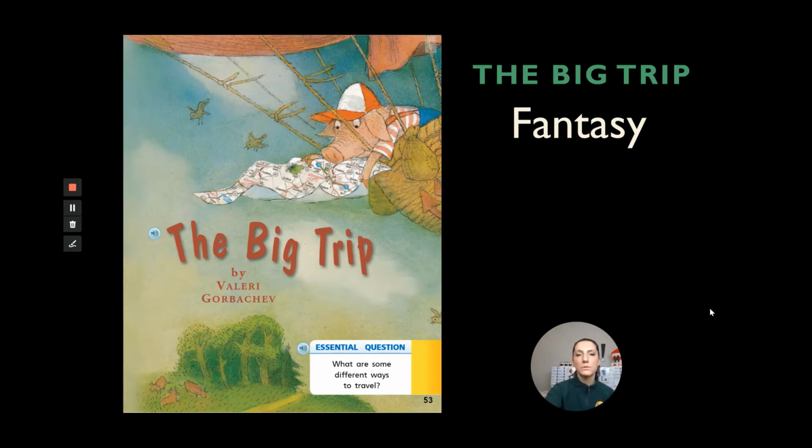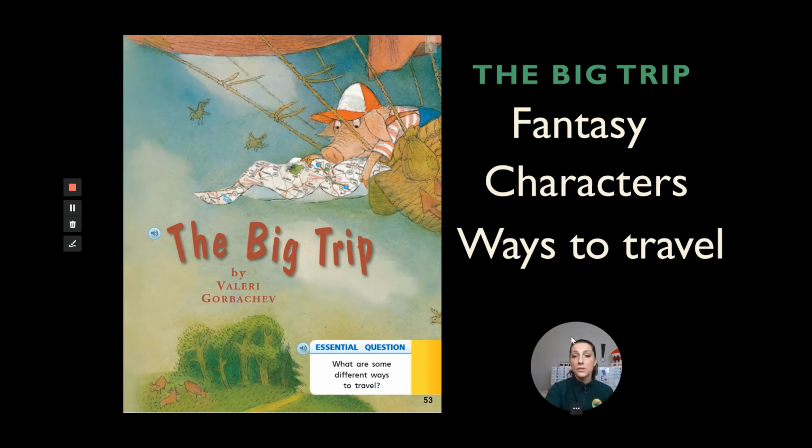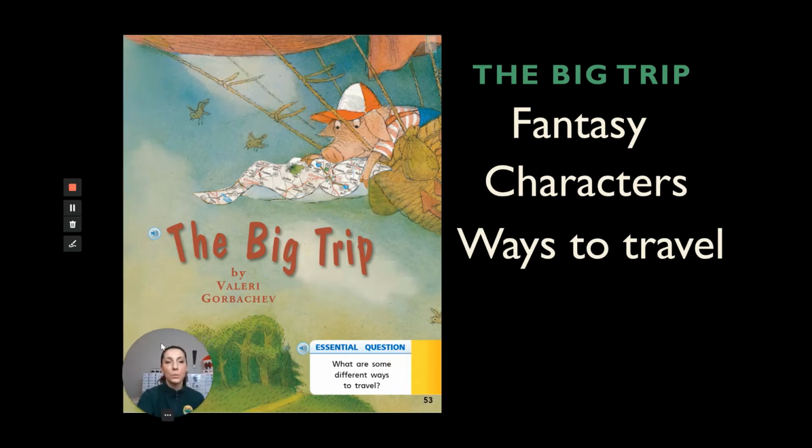So I want you to also look at the characters. In your mind, we're not going to be doing anything with this in writing, but I want you to think about comparing and contrasting the characters. How are they alike and how are they different? Ways to travel. We'll be looking at different ways that people can travel. In this case, it's different ways that a pig can travel, but that's not true. It is representative of different ways that human beings can travel. Okay, I want you to look out for your high frequency words. You'll see that they're highlighted in yellow.